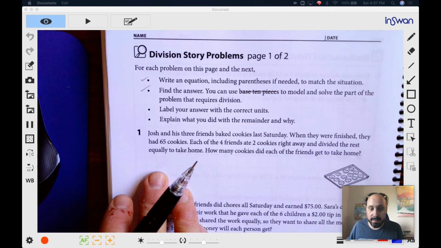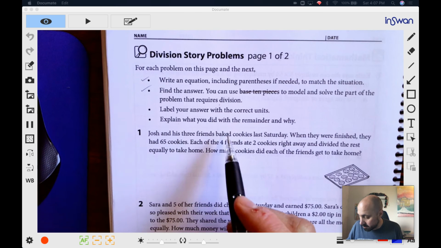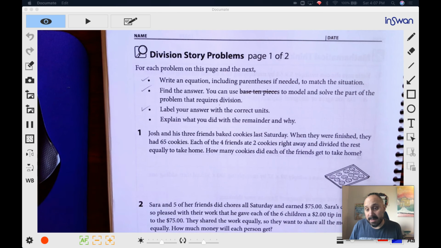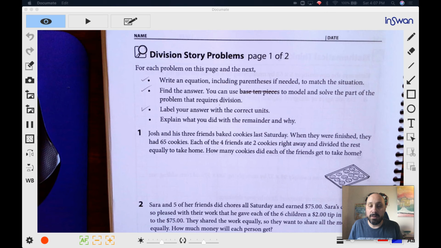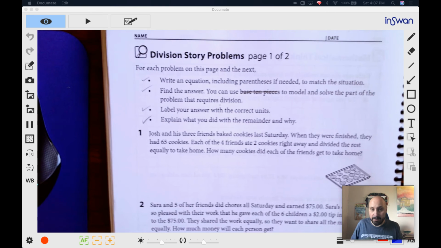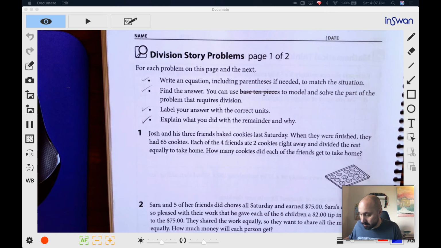The third thing is label your answer with the correct units. Okay, check. If there is a problem talking about cookies and there's a remainder, what do we do with those extra cookies? The second one is money. So we need to label our answers, no naked numbers, as I say. And then the last thing is explain what you did with the remainder and why. Like I said, we're going to have remainders, so we need to figure out what we're going to do with those.